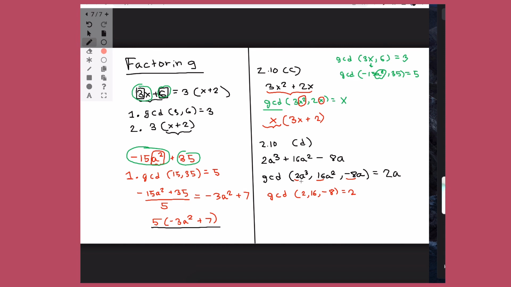And then we can look at the GCD of the variables: a cubed, a squared, and a. And then this is just equal to a.